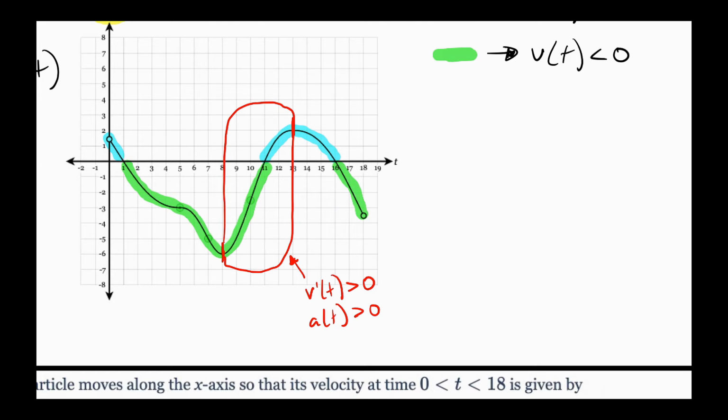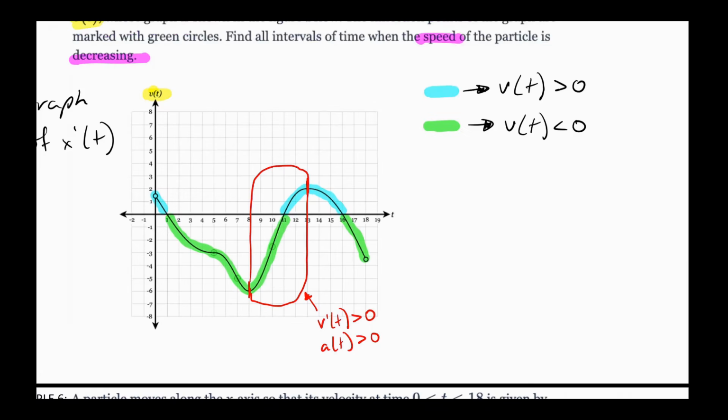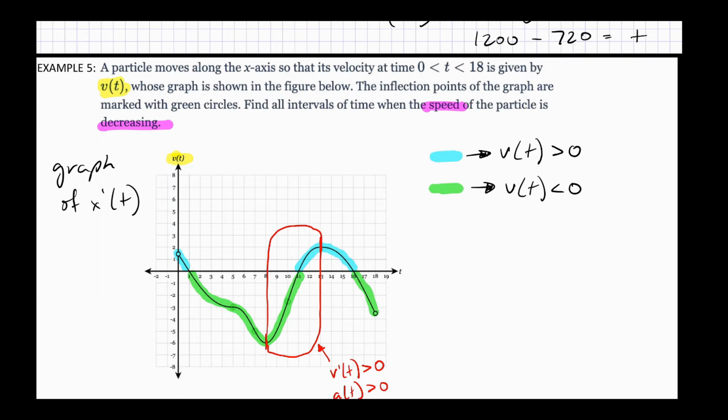Okay. So let's go back to the table. Which parts are we looking for? Where it's what and what? Speed decreasing means what and what? What does speed decreasing mean?